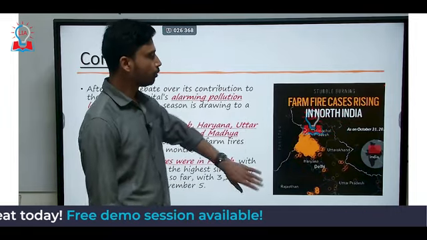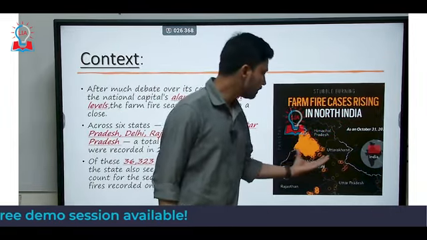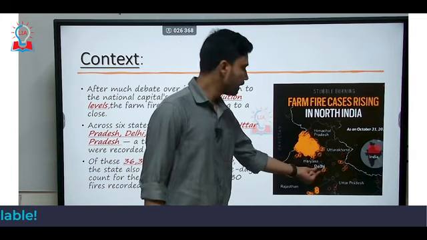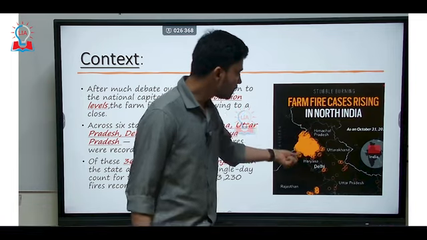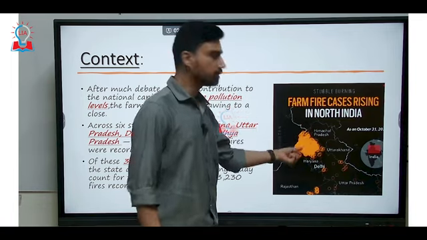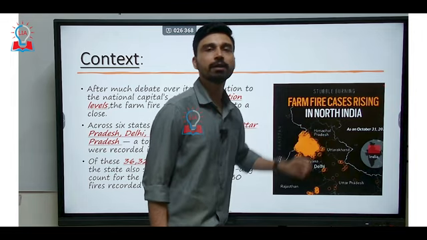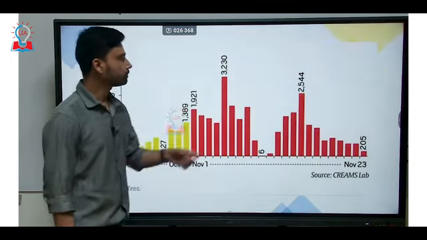If you look at this map, you can clearly see that this is North India, where we have Delhi, the national capital, and around this region, it is the Punjab and Haryana border region, you can see, where you will see the maximum intensity, the maximum number of cases of the fire.